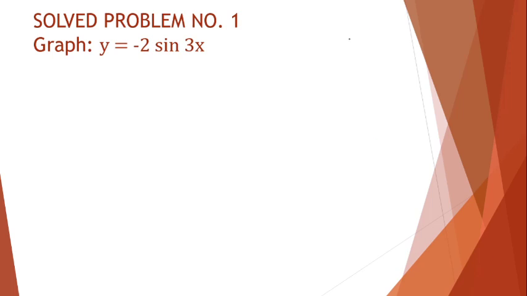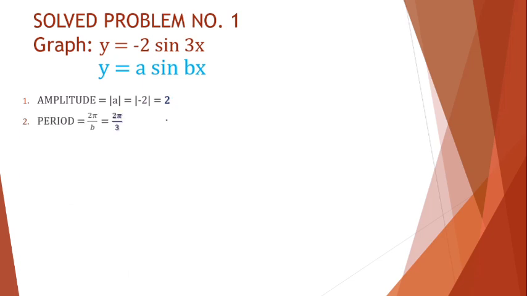Okay, this is our first problem. This is the form: A is equal to negative 2 and B is equal to positive 3. Amplitude: the absolute value of A, which is negative 2, is 2. Period: B is 3, so we have 2 pi over 3. Divide the interval into 4 equal parts. Start at 0, since the interval of the period, or the limit, goes from first to last.